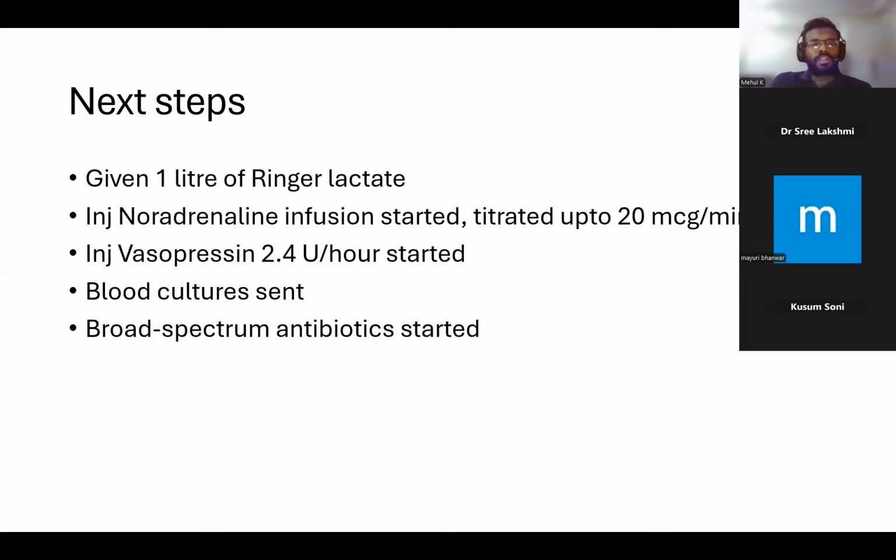The patient was basically started on some IV fluids. We started the vasopressor noradrenaline, and it was titrated up very quickly. Then the patient was also started on vasopressin. Cultures were sent, and broad spectrum antibiotics were started.